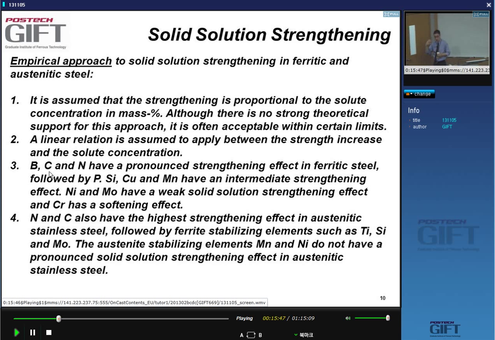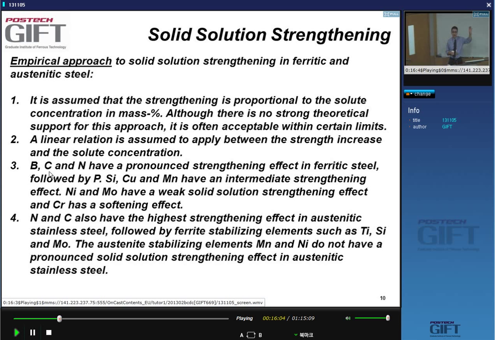Phosphorus, silicon, manganese are the next ones. They have an intermediate strengthening effect. And then you have elements like nickel and moly that have weak effects. And in certain cases, chromium can even have a softening effect.